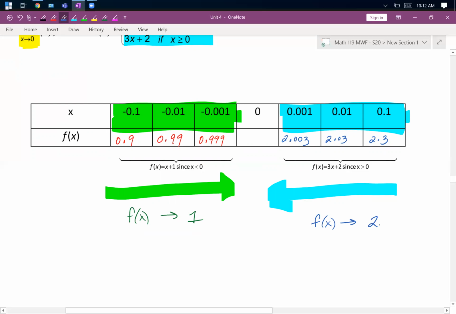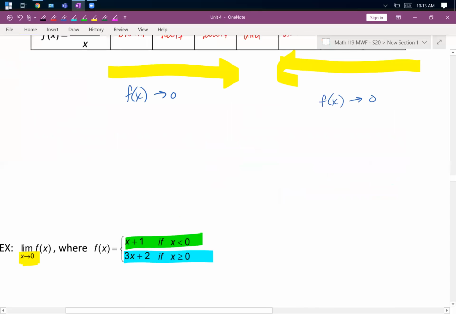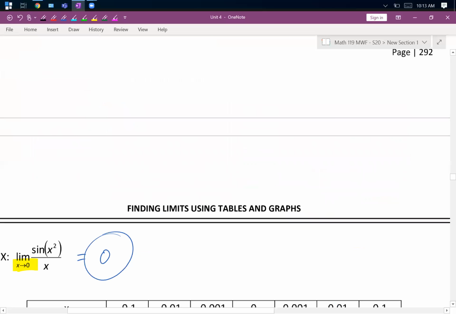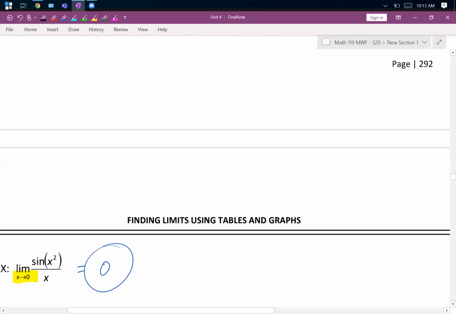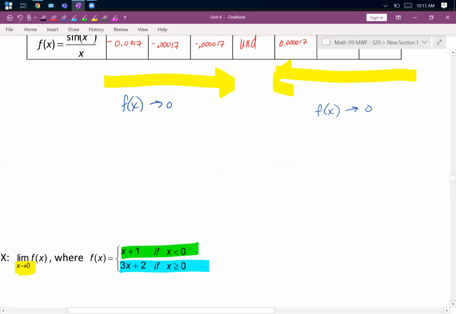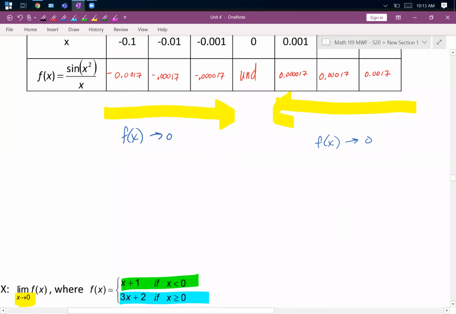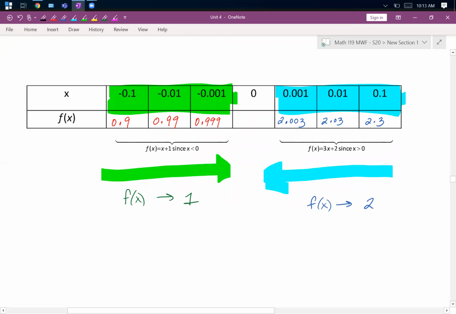So for the first time, we have different answers for whether we're approaching from the left or the right. Like here they were both 0. Here we didn't write it, but they were both approaching 1. When you don't get the same number as you approach from the left and the right, that means that the limit does not exist.